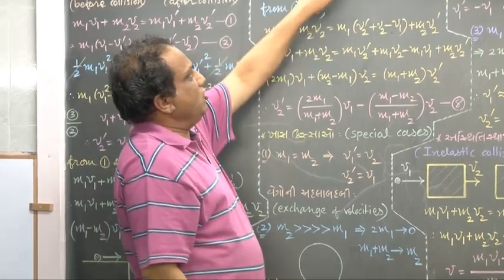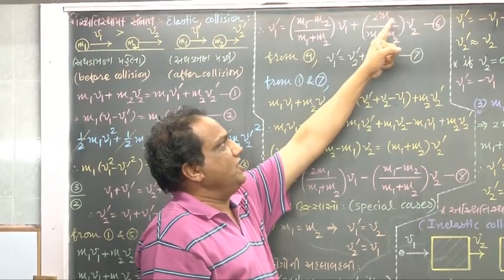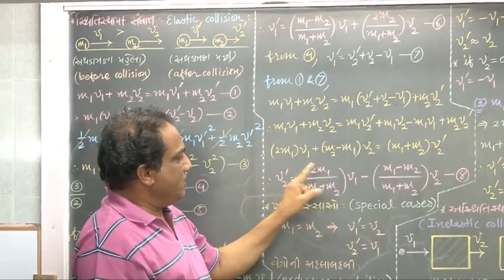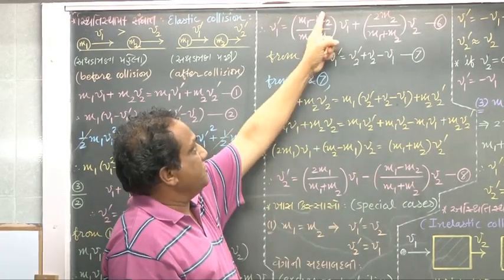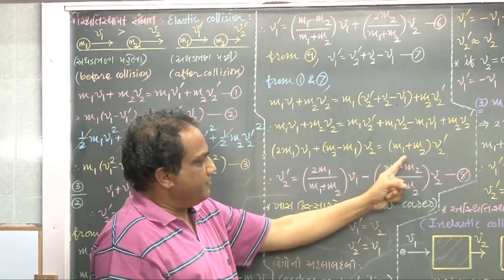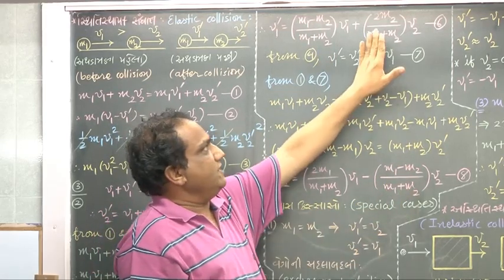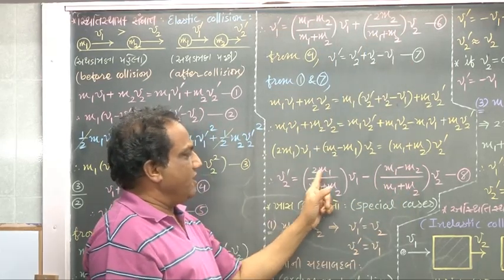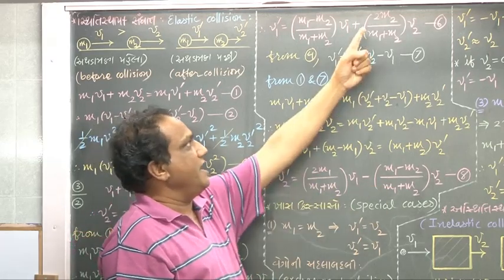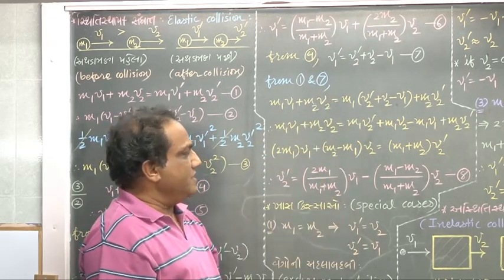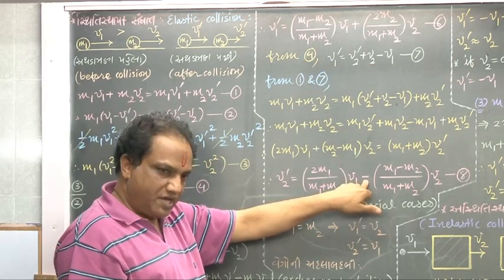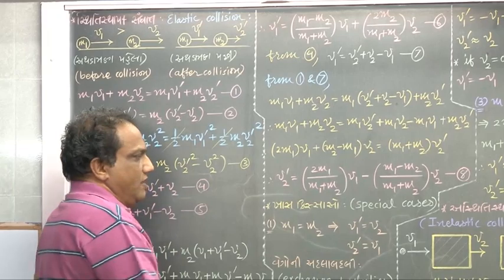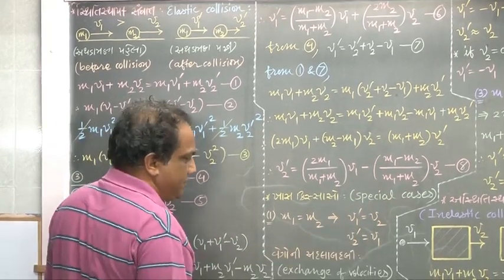Fine. Something into V1 plus something into V2, something into V1 minus something into V2. Whatever is this bracket, same is this bracket, correct? And similar to this, we find the bracket over here. The only change is here M2 and here it is M1. Mind well, here it is plus and here it is minus.